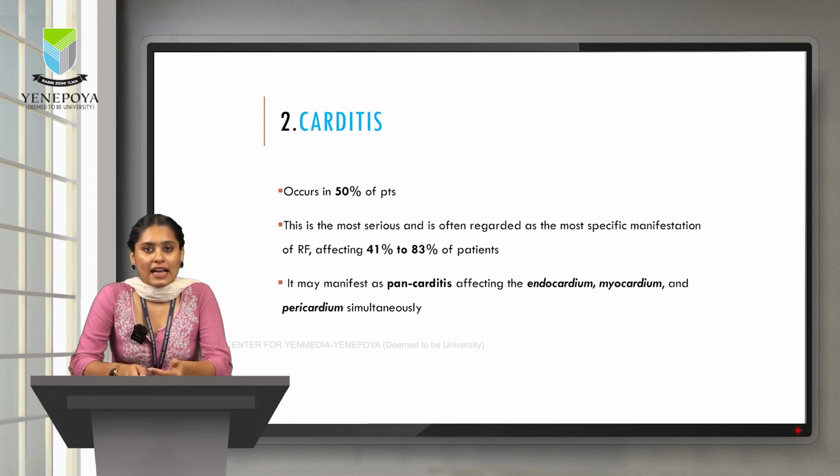More serious as well as more specific. It affects about 41 to 83% of the patients overall. If you consider acute rheumatic fever, around 41 to 83%, and it may manifest as pancarditis. I already told you that it will affect the endocardium, myocardium, and pericardium simultaneously. So that is termed pancarditis.